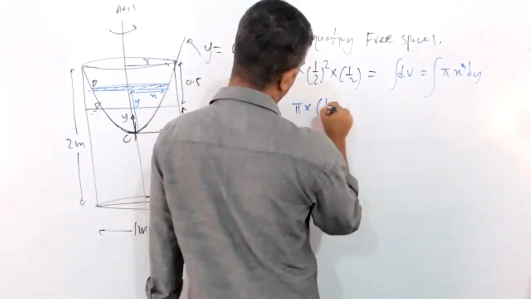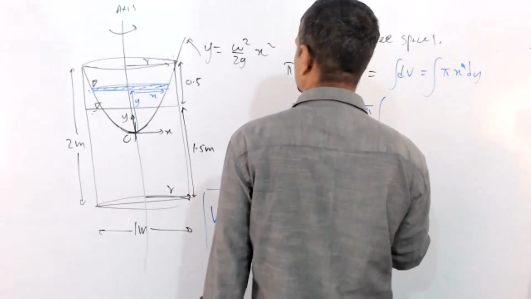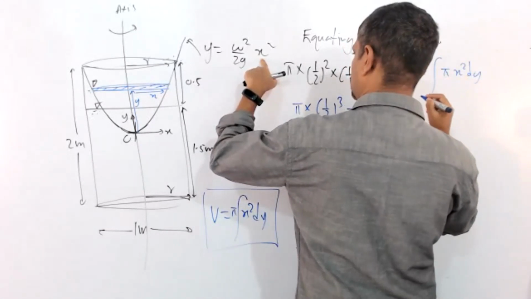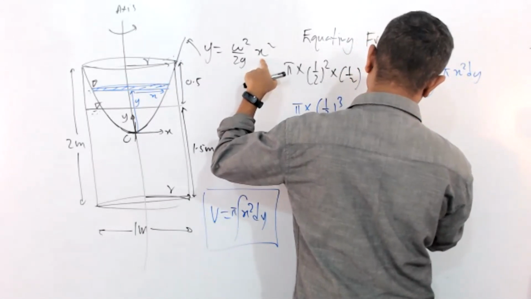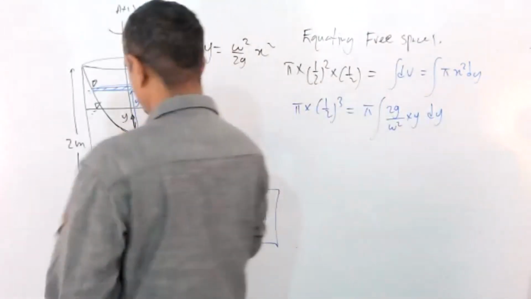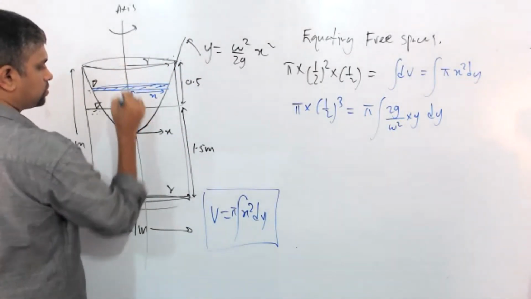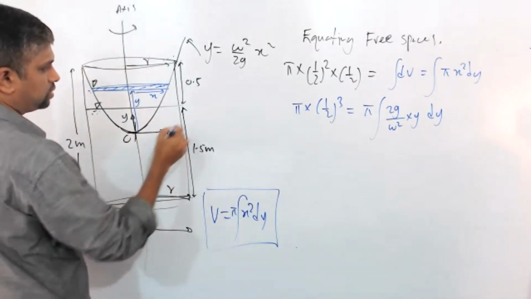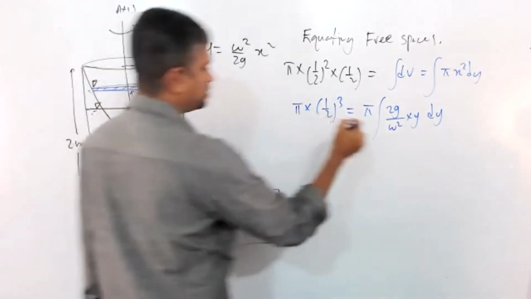Now this is pi times x squared, and x squared is 2g over omega squared times y, dy. Y is the variable. The variable is varying from 0 to y naught. 0 to y naught.